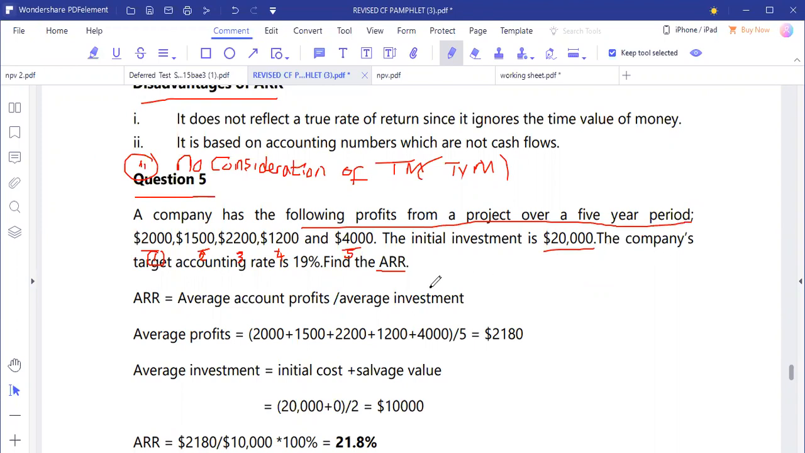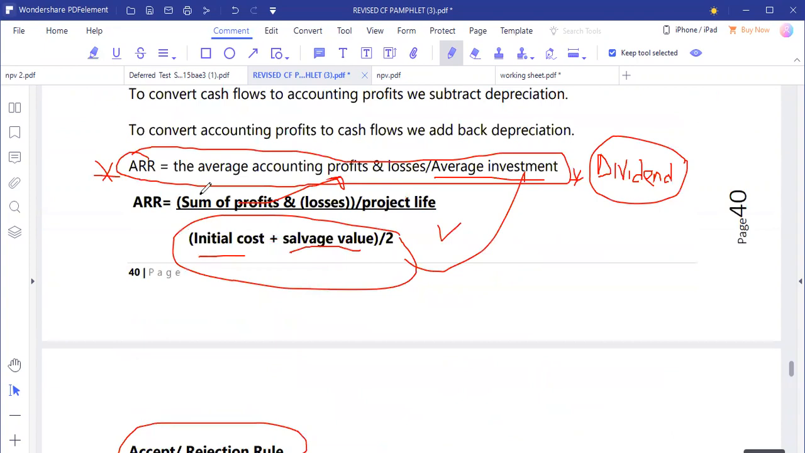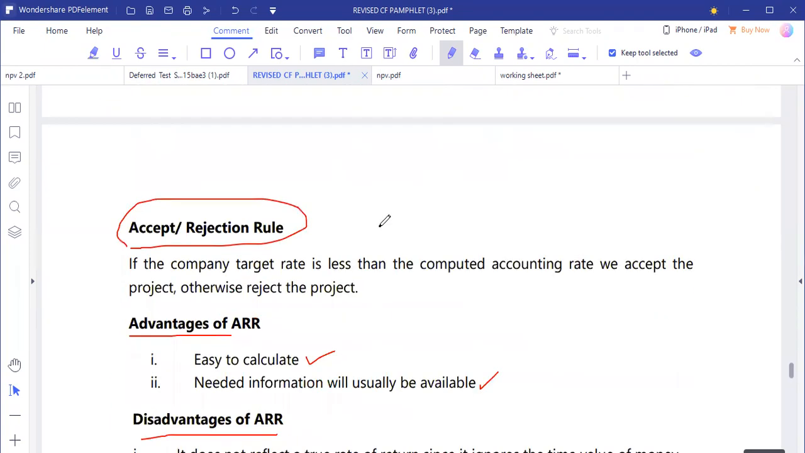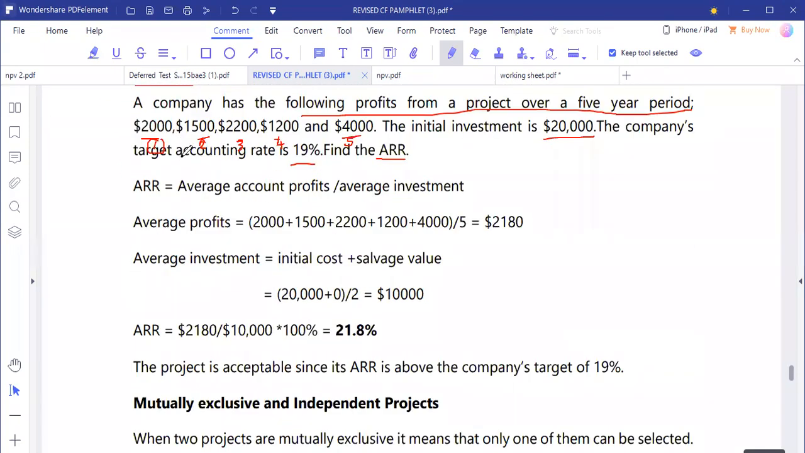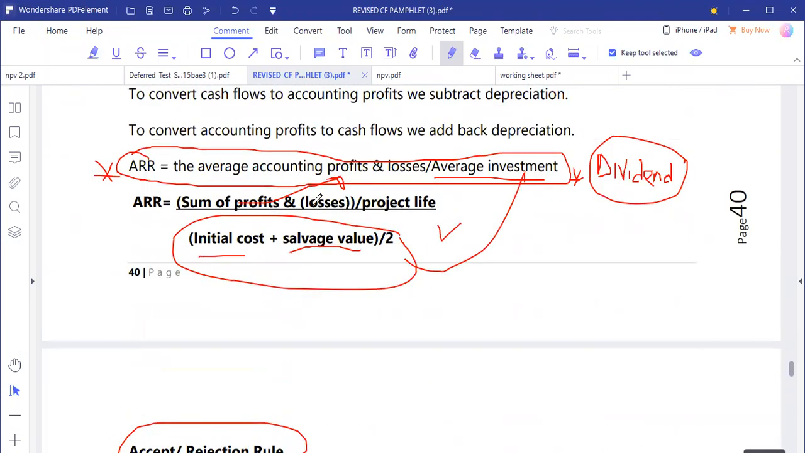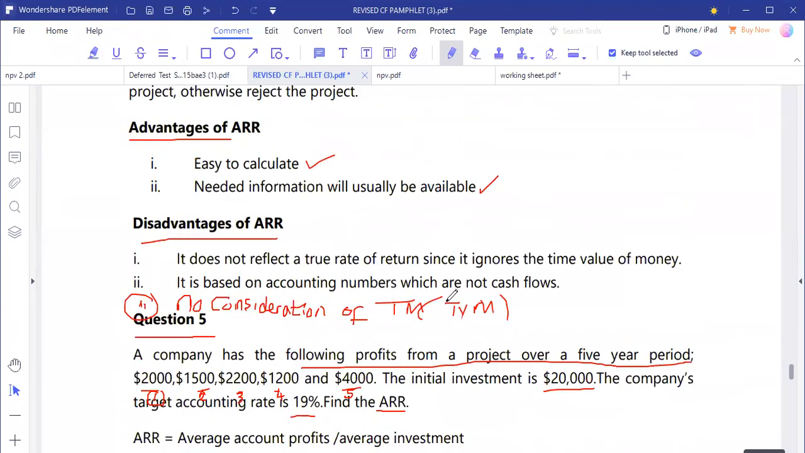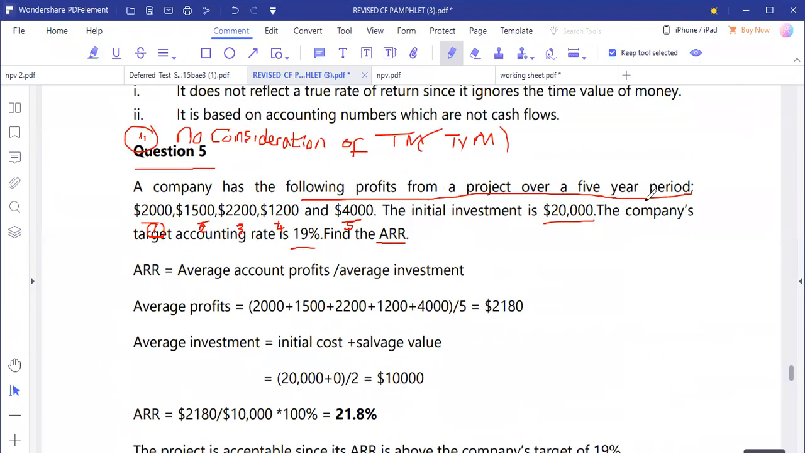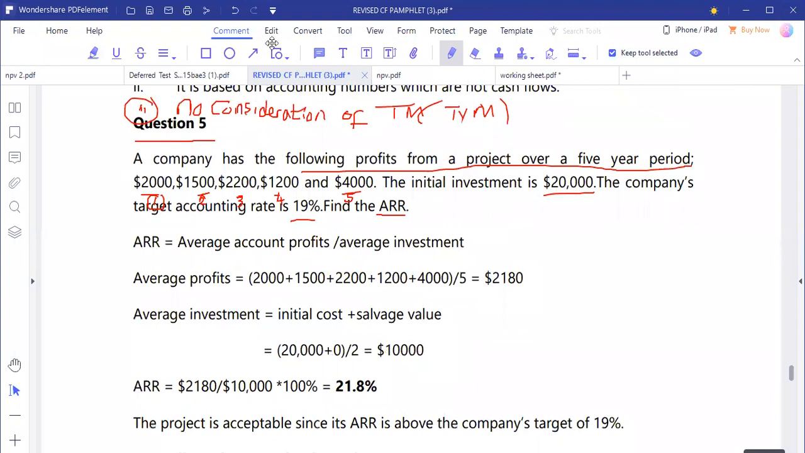Now the company's target rate is 19%, find the accounting rate of return. So looking at the formula here, we have to find the average accounting profit. These are the profits, so you find the average of these. You sum up the profits, then divide by project life, which is 5 years in this case, because of a 5-year period. You add all these, divide by 5. 5 is the number of years that we have been given in the question.